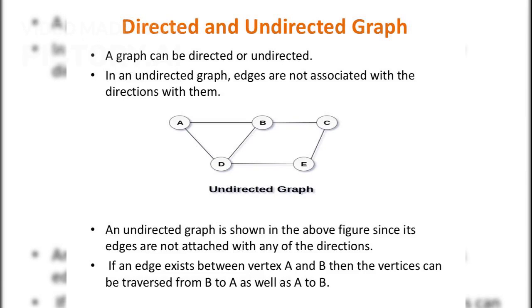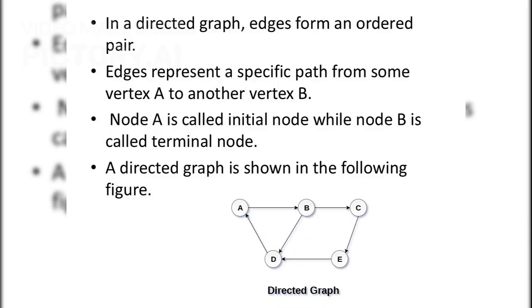Graphs can be either directed or undirected. In undirected graphs, edges don't have a direction, allowing traversal in both ways between vertices. This flexibility is depicted in the example shown. In directed graphs, edges have a specific direction, forming ordered pairs. This means traversal is only possible in the direction of the edge, as illustrated in the example.